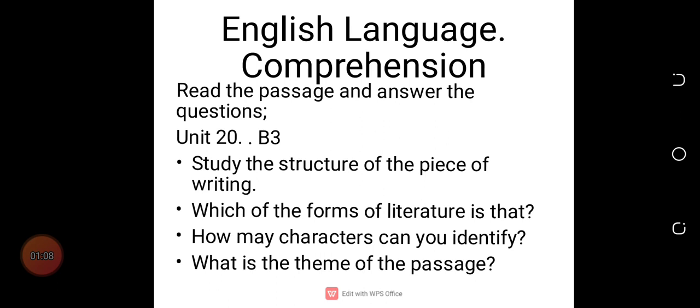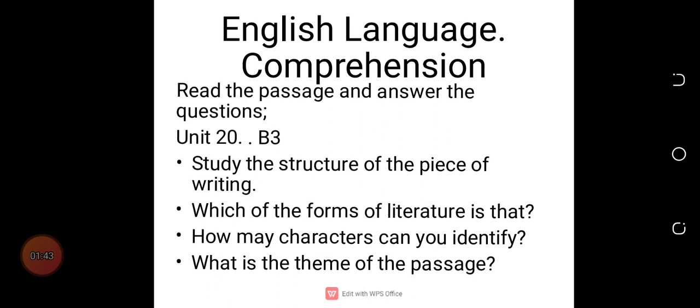Okay, so we learned that literature is in three main parts. We have prose, drama, and poetry. So when you take your book and you open to Unit 20, letter B3, what do you see there? Where will you classify that piece of writing? Very good. It can be classified under what? Drama. So that piece of writing is a drama.